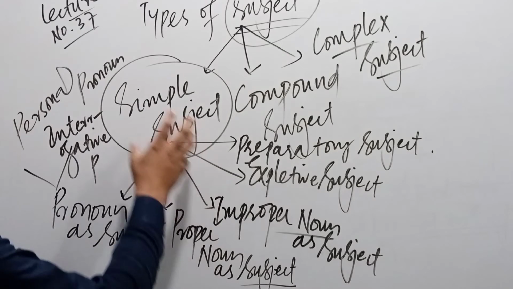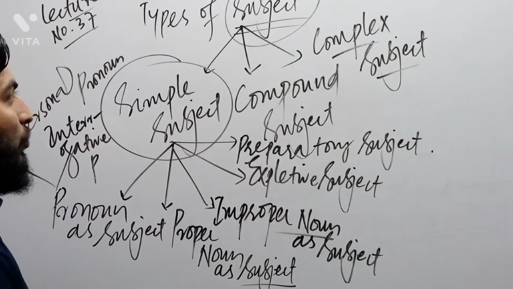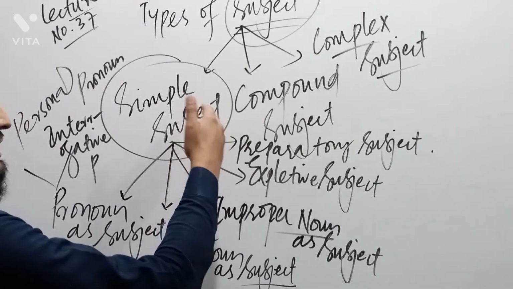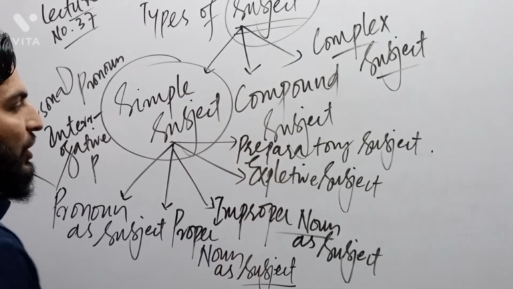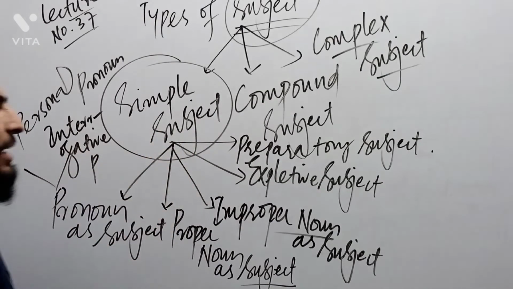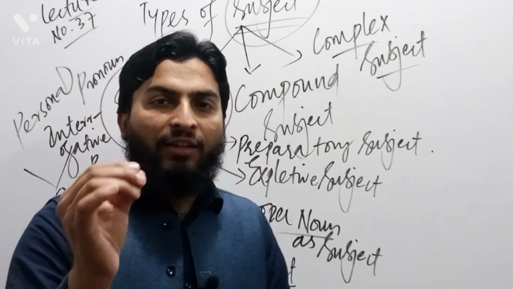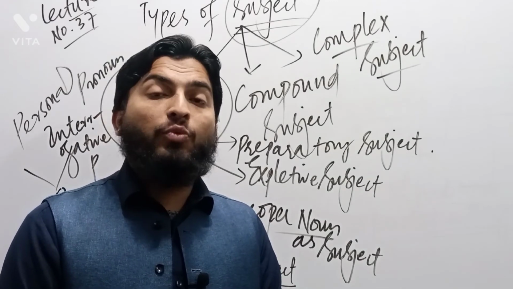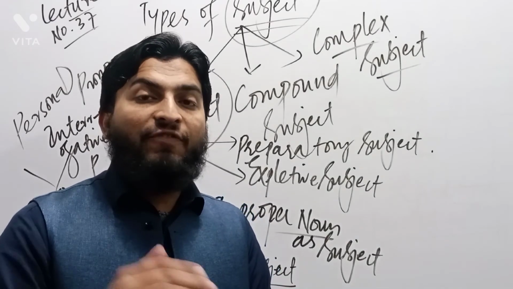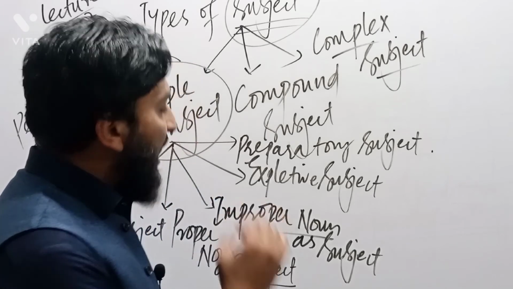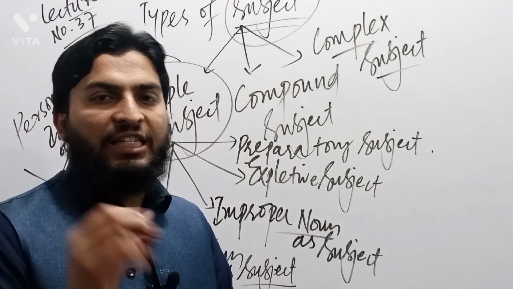Dear fellows, this sketch is quite clear to you, that these are the types of subject. Simple subject, compound subject, complex subject, these are the three different types, and each and every type should be clear to my viewers with the help of examples. I hope this video is quite clear to you. In the very next video, I will be here with you with types of simple subject.